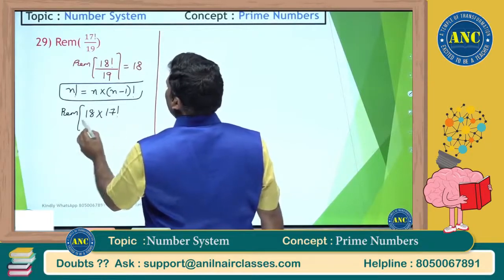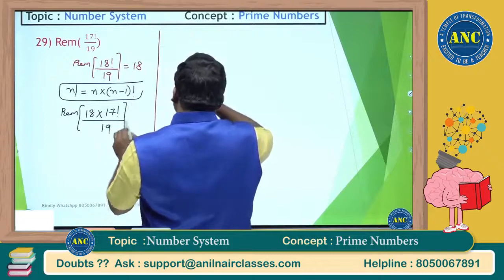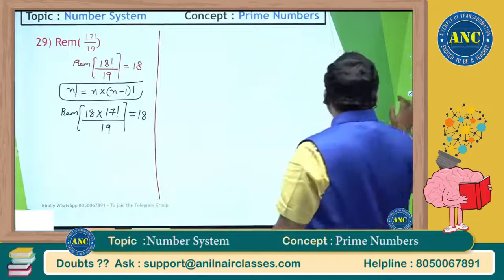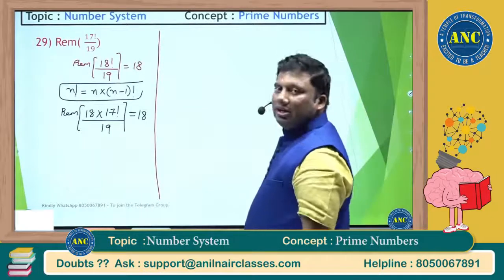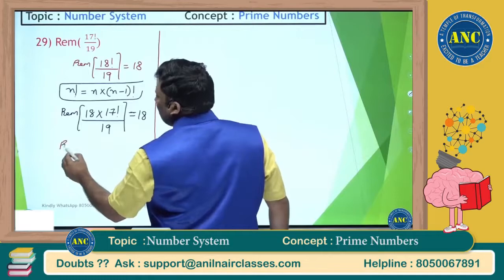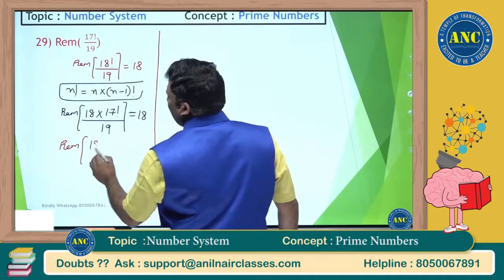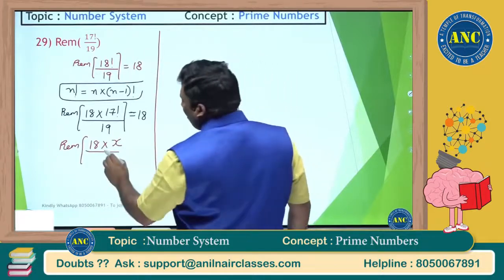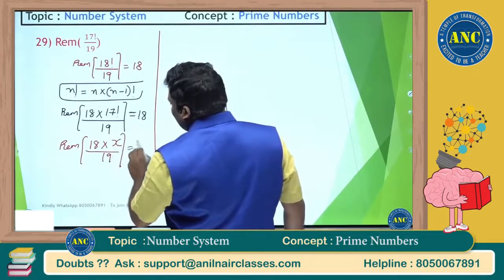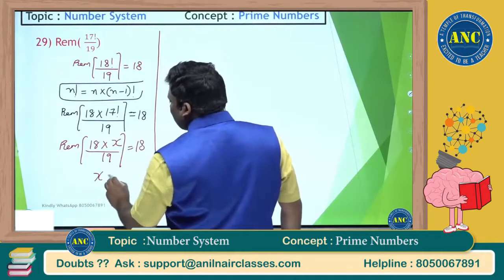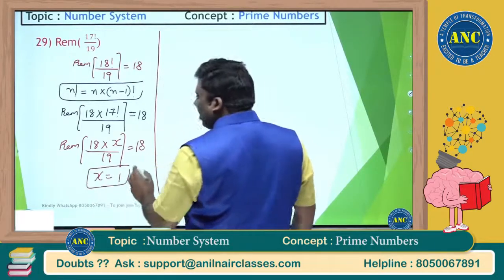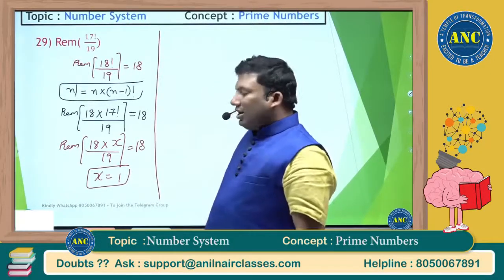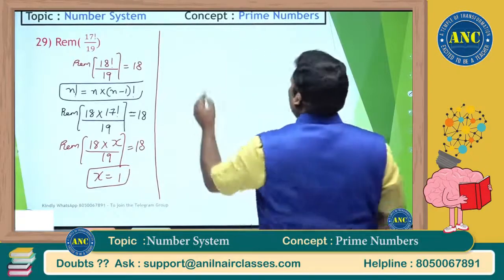18 into 17 factorial divided by 19, it is 18. Same thing. 19 zeros are 0. Remainder 18. 17 factorial by 19, we do not know. When I further divide, I am getting the answer 18. Here also, just by looking at the question, 18 ones are 18. 18 by 19 is termed as 18. X is 1. Is it always 1?